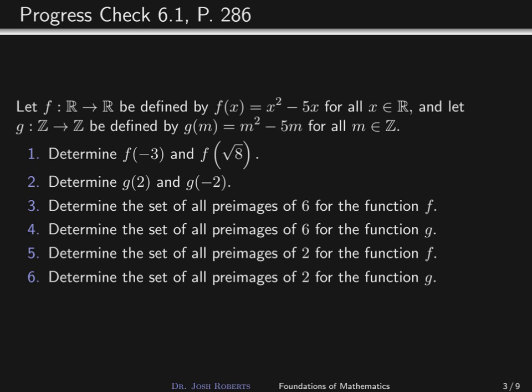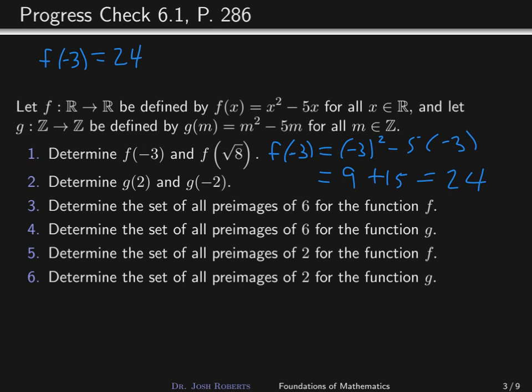Okay, so let's see some examples. Some of these I'll have room to do on this slide, and some I'll have to do on a new one. Number one, determine f of negative 3 and f of root 8. You know how to do this, so I'm going to go through it quickly. f of negative 3: I look at the definition of the function, and everywhere there's an x, I plug in negative 3. Negative 3 squared minus 5 times negative 3 gives me 9 plus 15 equals 24. So that's what f of negative 3 is. I'm going to write it up here at the top so that I can erase.